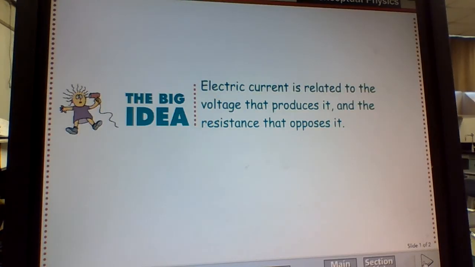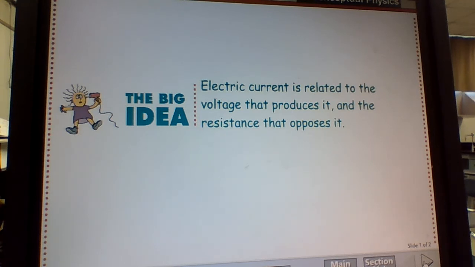Today we are looking at chapter 34, and the big idea is electric current. Electric current is related to the voltage that produces it and the resistance that opposes it. This is a connection made by something called Ohm's law, which we will look at in section 34.5, coming up in the second half of the chapter 34 notes.